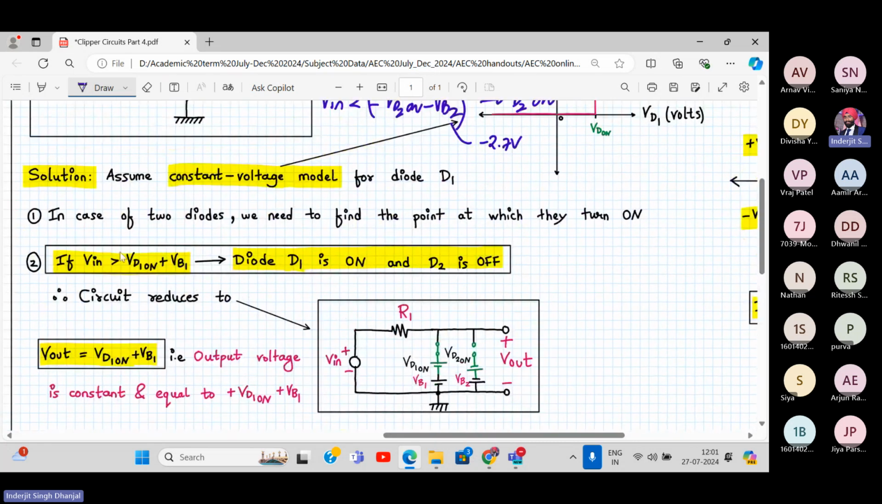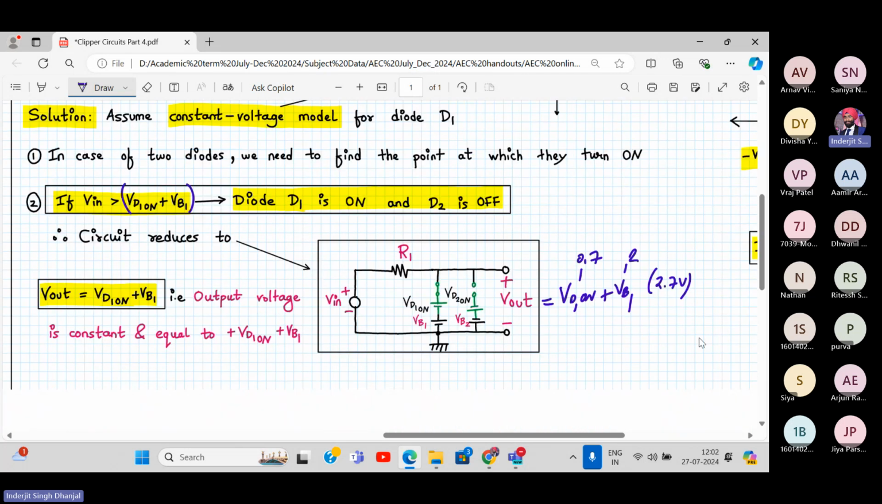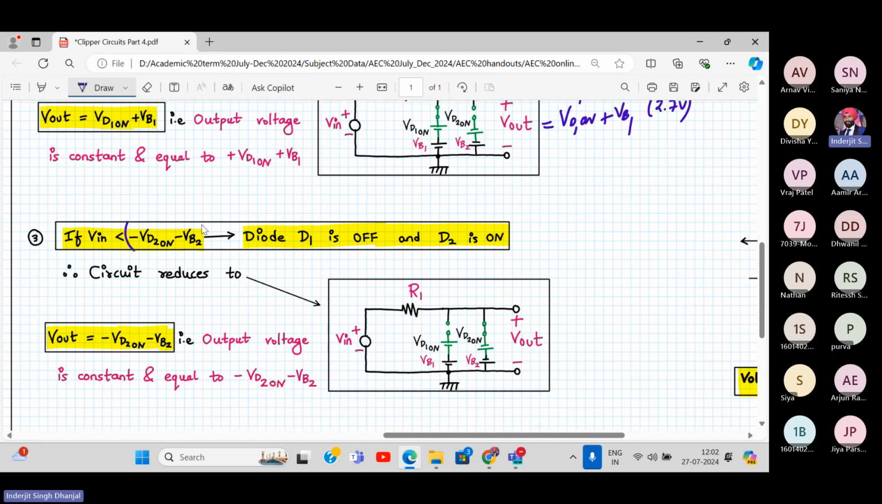So see this clipping level. If Vin is greater than VD1 on plus VB1, diode D1 is on, D2 is off, and output is equal to VD1 on plus VB1. If this is 2 volt and this is 0.7, that will be 2.7 volt. Now similarly, if input is less than minus VD2 on minus VB2, that means input is less than minus 2.7 volt, my diode D1 is off, D2 is on. And D2 is on means output is equal to minus VD2 on minus VB2. So this will be minus 2.7. Okay. So in summary, what can we say?